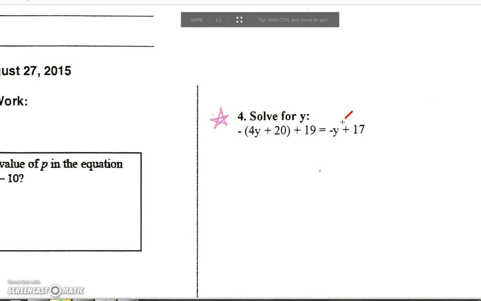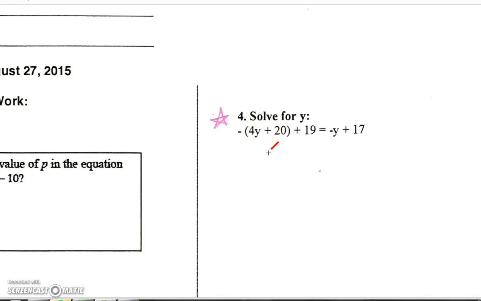Okay, so 8th graders, this is what we're doing for your math homework tonight. I'm going to do problem number 4 together, and I'll just give you an example. So we're solving for y. The idea when we're solving for a variable is to isolate the variable. That basically just means put the variable, which is y, by itself.